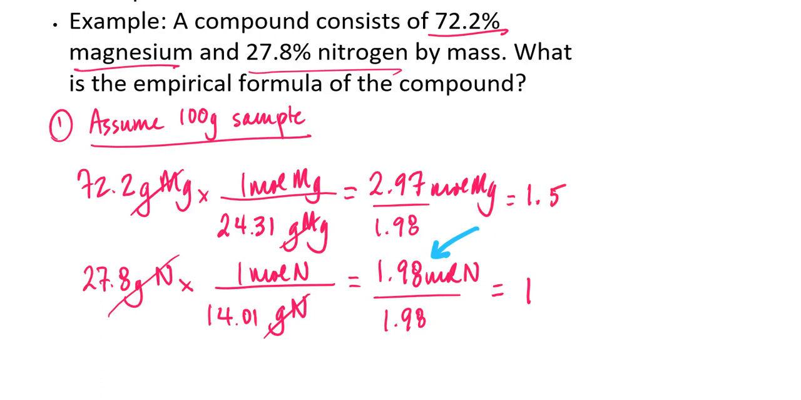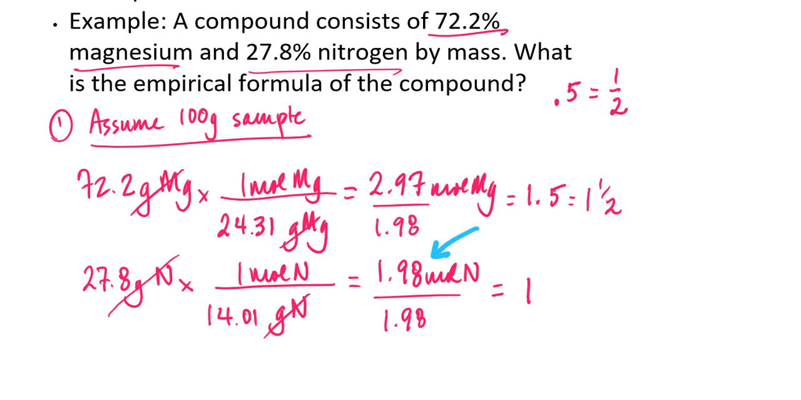Now, a common mistake that I see students make is that they'll say, okay, I'm going to round 1.5 to 2, which means that my empirical formula is Mg2N. All right, that's incorrect. Basically, you can't simply round in this case. What you're going to need to do is think back to your decimal equivalents. So if I consider a number that ends in 0.5, 0.5 is the decimal equivalent of 1/2. So basically, this is the same as 1 and 1/2.